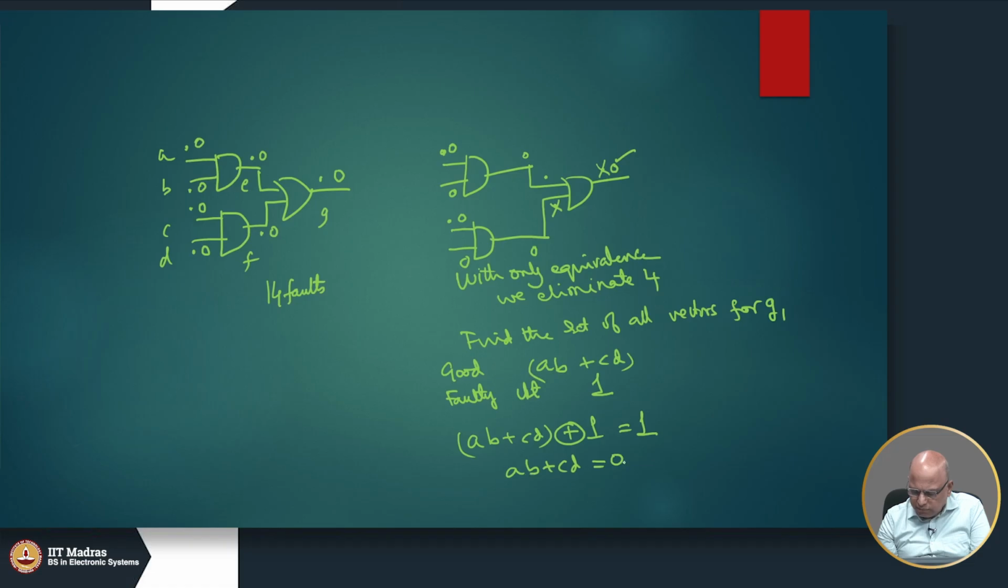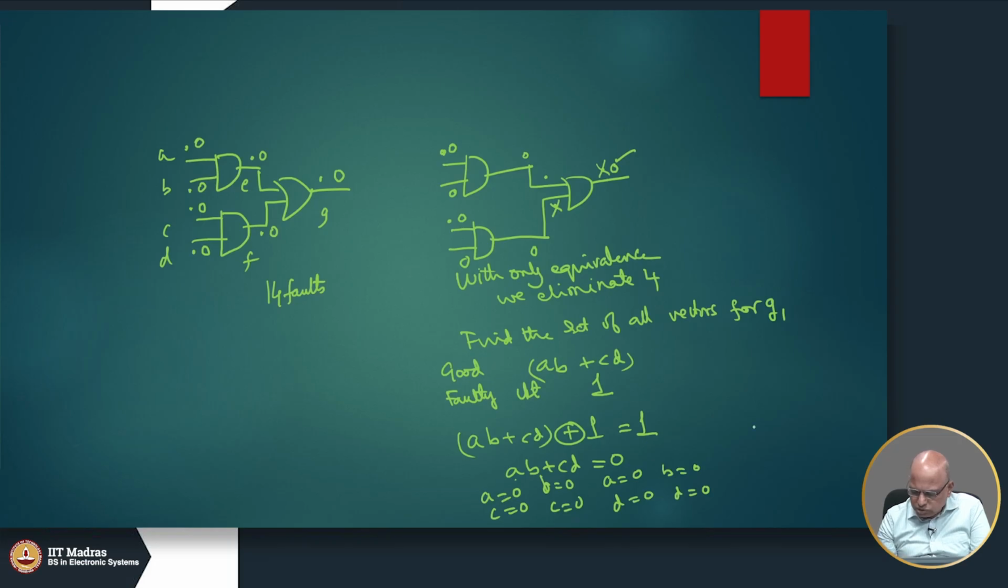And you will realize that there are many ways to do this. We can try A equal to 0, C equal to 0, that will work. A will become 0 and CD will also become 0. We can try B equal to 0 and C equal to 0, that will also work. Then we can try A equal to 0 and D equal to 0, that will also work. And then finally B equal to 0 and D equal to 0. So, there are 4 test vectors.